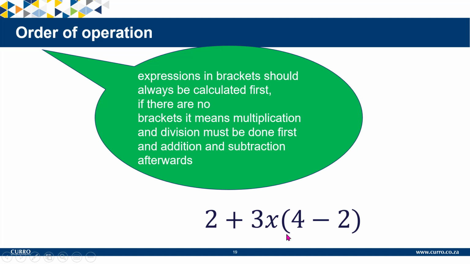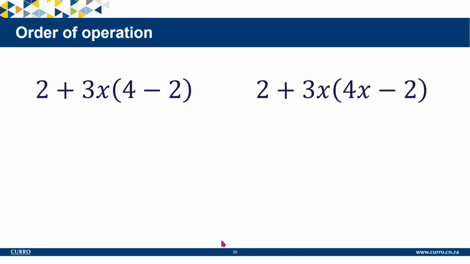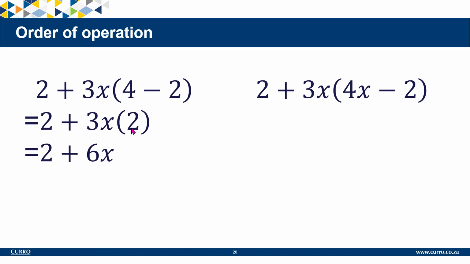So let's look at this expression. In words, we can say we have to subtract 2 from 4, and that answer must be multiplied by 3x, and that answer must be added to 2. But we first do the brackets, then multiplication, and then addition. Let's look at these 2 examples. In the first one, we're going to calculate the brackets, that is 2. This is then 3x times 2. So the next step will be to multiply. And then we add. And we have to stop here because these 2 terms are unlike. We cannot add them.